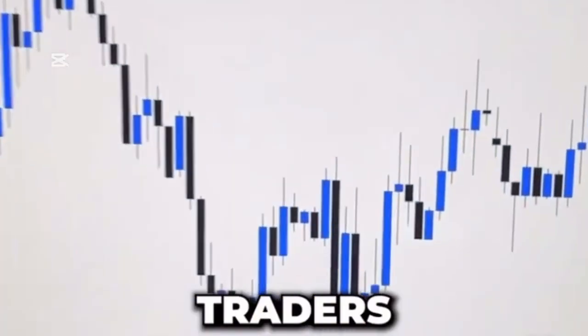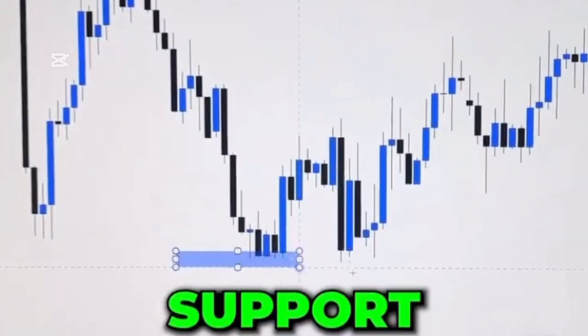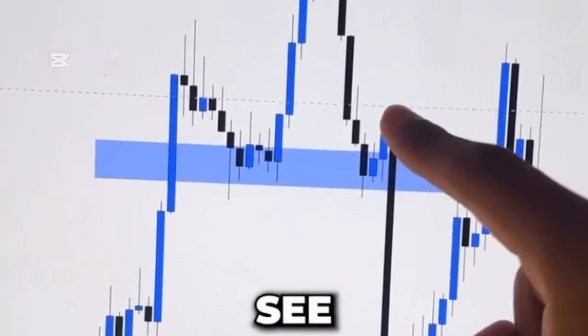Most beginner traders, when they first start out, use support and resistance and use a rectangle tool to either mark out the support or the resistance. But as you can see, this doesn't always work.